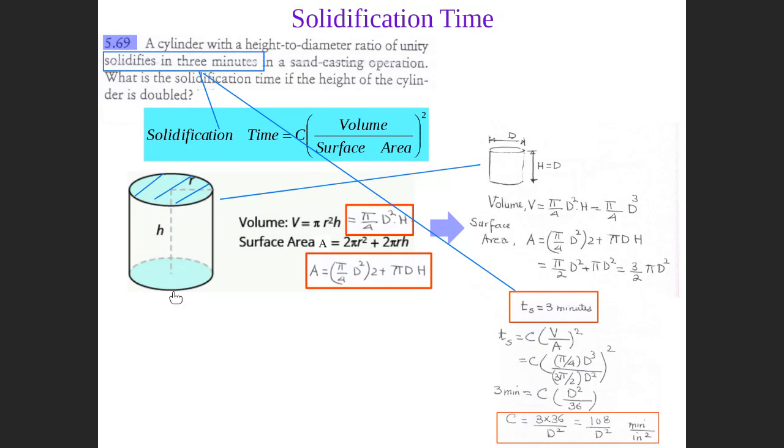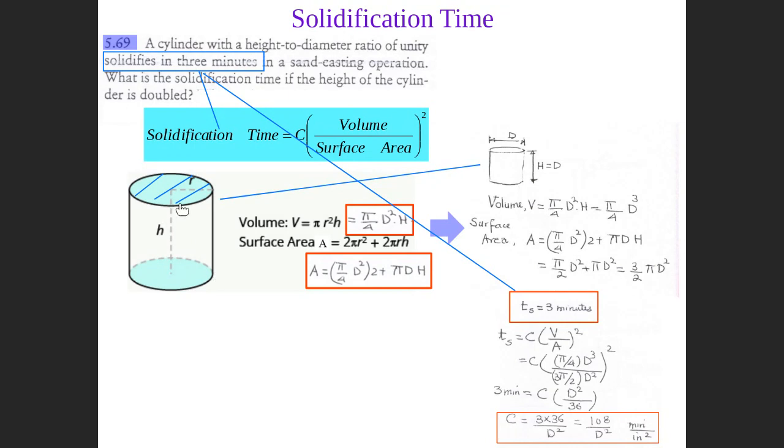So pi R square H, which equals pi divided by 4 D square H, because R becomes D. Pi divided by 4, but instead of R, D square multiplied by H, which is the height. This is the volume of the cylinder, right?